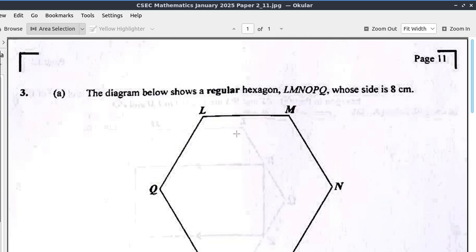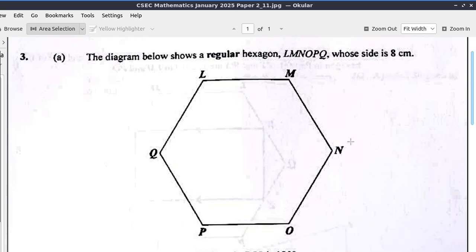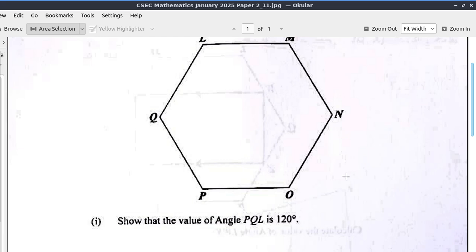Here we are at question 3 of the January 2025 CSEC Mathematics Paper 2. Now this question says, the diagram below shows a regular hexagon LMNOPQ whose side is 8 centimeters. Show that the value of the angle PQL is 120 degrees.